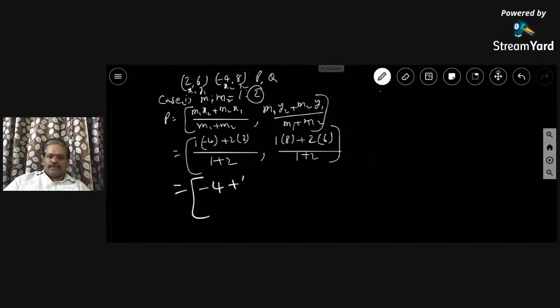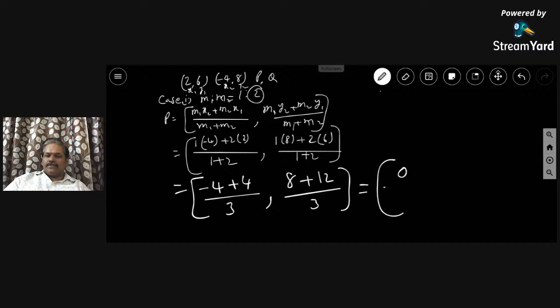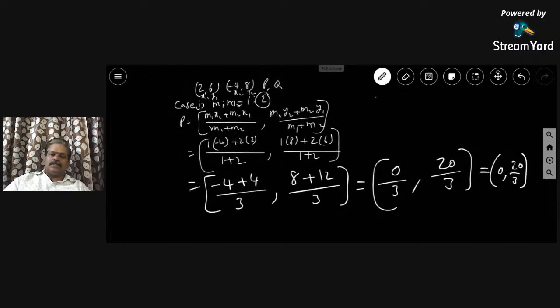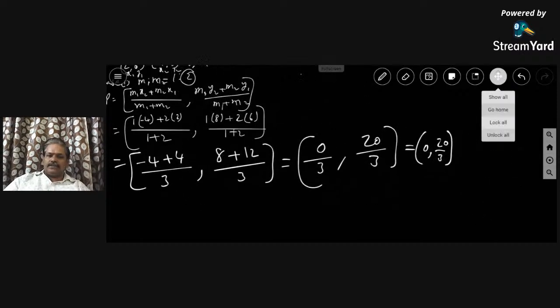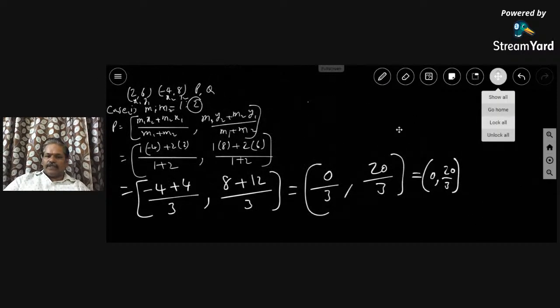Minus 4 plus 4 upon 3, 8 plus 12 upon 3, which is equal to 0 upon 3, 20 upon 3. It comes as 0, 20 upon 3. So this is the P point. Similarly, we'll find for the Q.